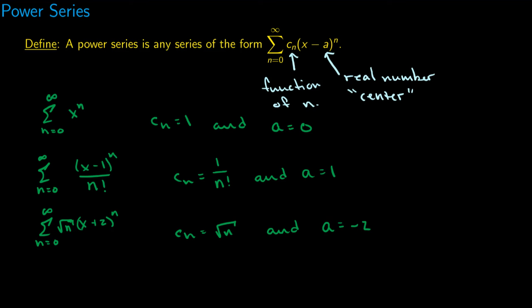So these are all examples of power series, and we want to look at this first one a little closer. If we consider the series n equals 0 to infinity of x to the n, we can start writing out the terms as x to the 0 power, which is just 1, plus x to the first, which is x, plus x squared, plus x cubed, plus x to the fourth, and so on.